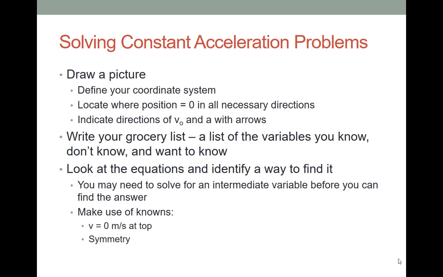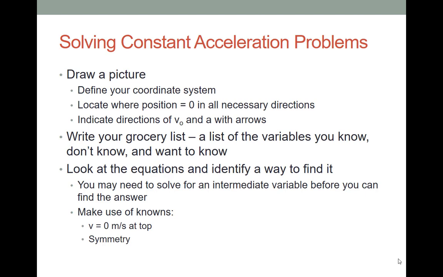Step 1 is draw a picture. The picture organizes all of your thoughts. It helps you understand what is being written in the question and what is being asked for. In your picture, make sure you define your coordinate system. Locate where position equals 0 in all necessary directions. In one dimension, there's only one, but shortly we're going to get to two-dimensional projectile motion, and then you need a 0 in both directions.